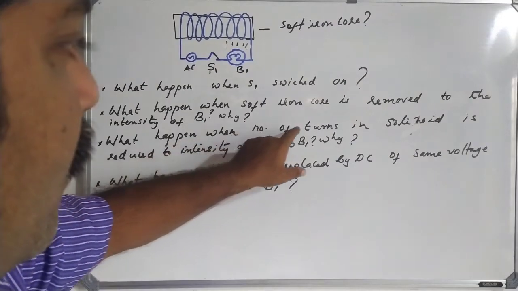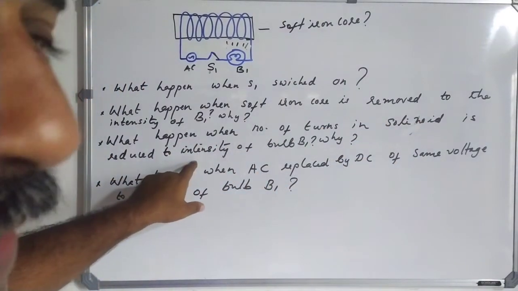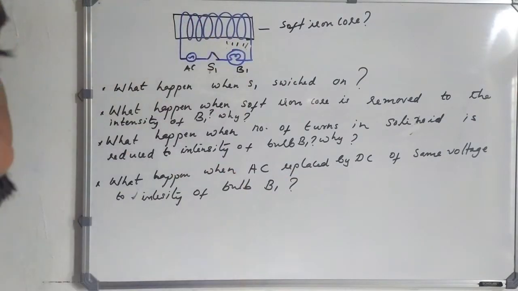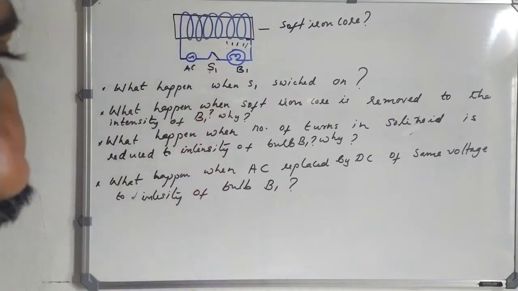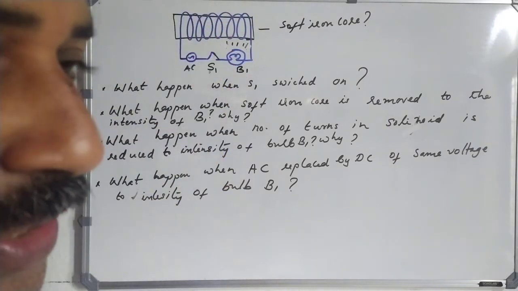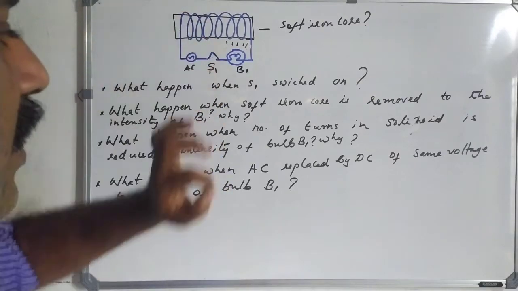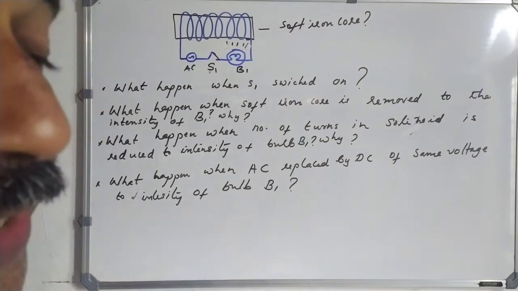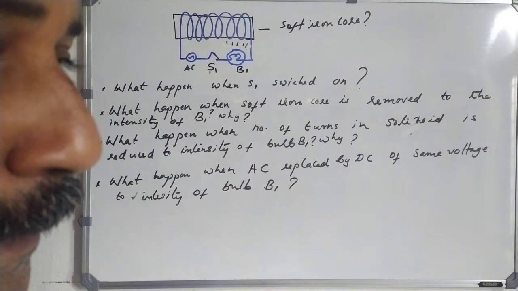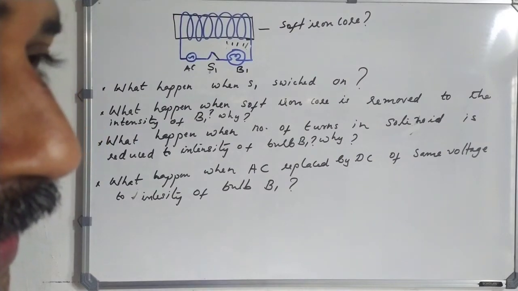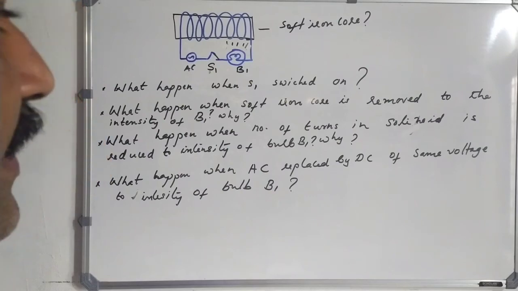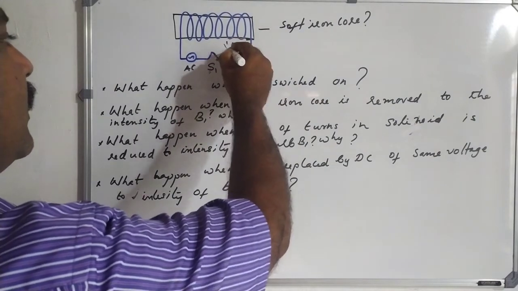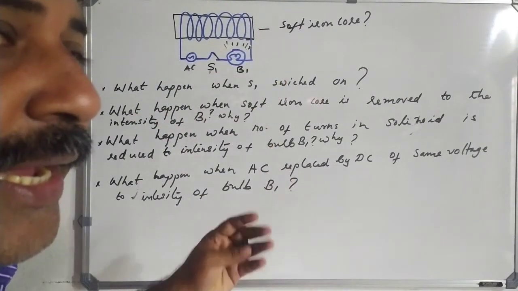What happens to the intensity of bulb B1 when the number of turns in the solenoid is reduced? For example, if 50 turns are there, you are making it into half. 25 turns of a solenoid is introduced. Then what will happen to the intensity of bulb? When you reduce the number of turns in the solenoid, what will happen? Again, the back EMF will decrease. Effective voltage again increases. Then the intensity of bulb will increase somewhat.